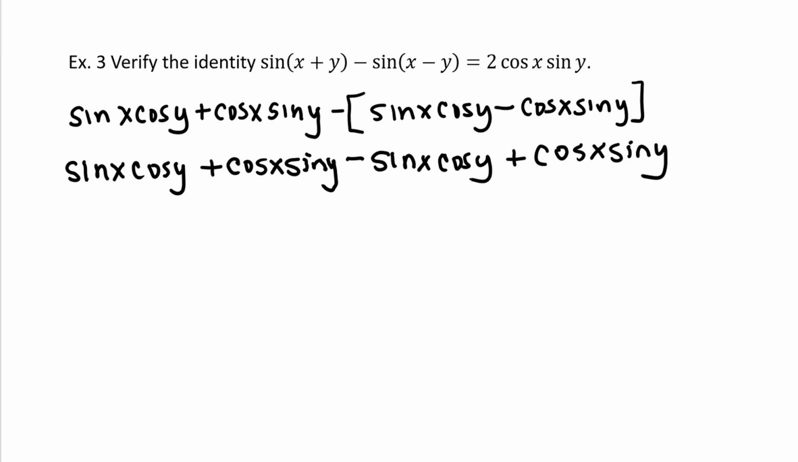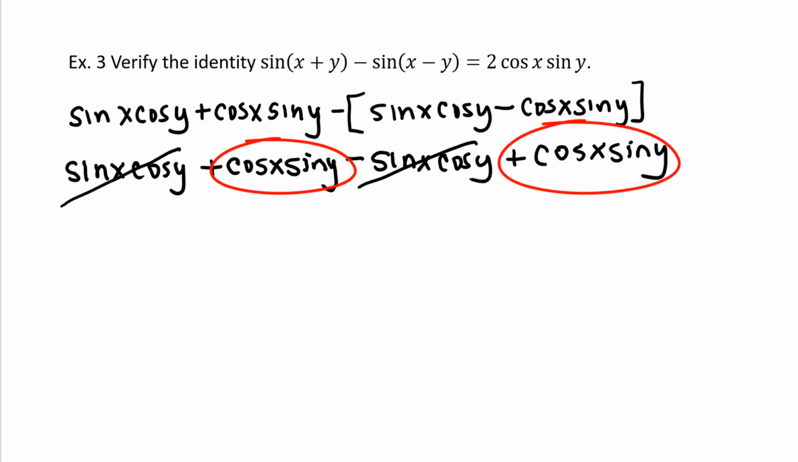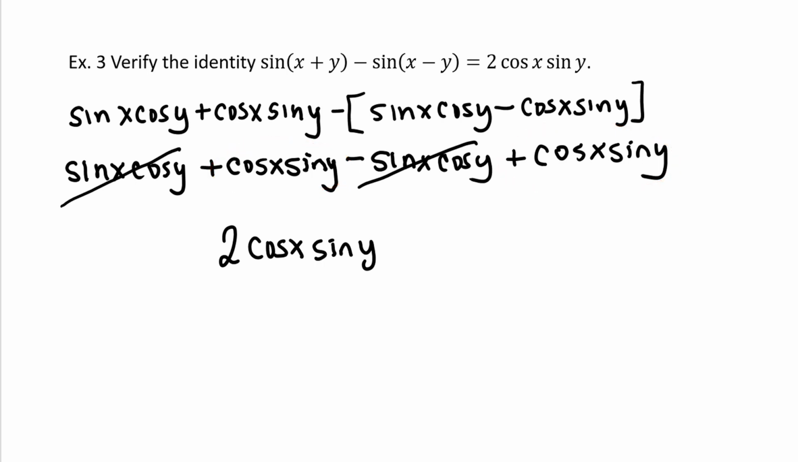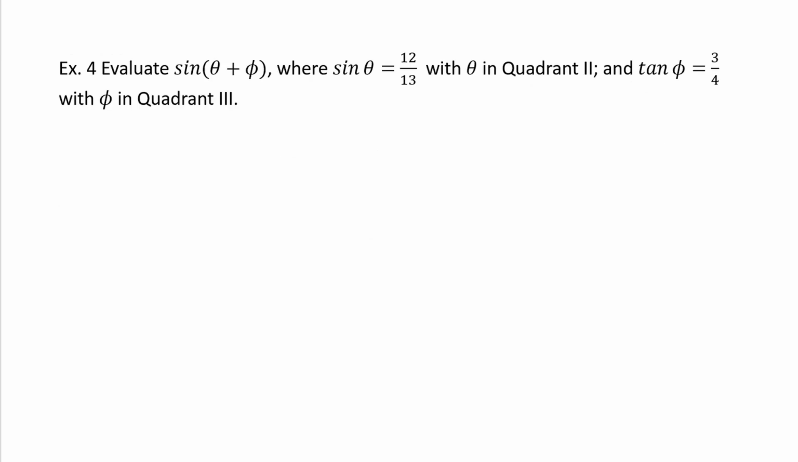For one, the sine x cosine y, the first one, and the third one cancel. Now you have cosine x sine y plus cosine x sine y, which means you have 2 of those cosine x sine y. And we were able to transform the left-hand side to match what was on the right-hand side.